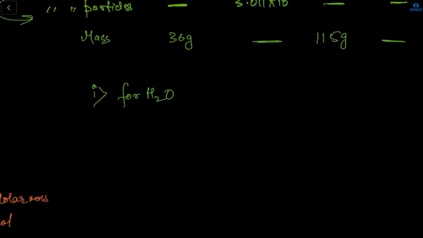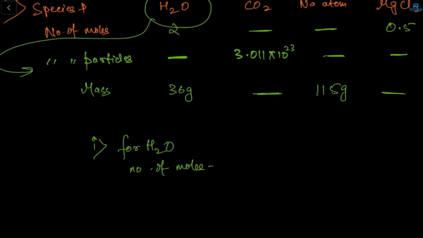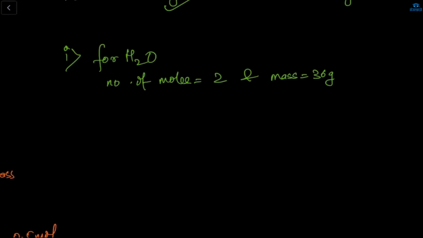So, for H2O, your number of moles is already given. It's given, na? The number of moles is already given as 2. And your mass is also given, 36 gram. So what is the number of particles formula? Number of particles is the number of moles into Avogadro's constant. Yes, ma'am. Number of moles into Avogadro's constant.